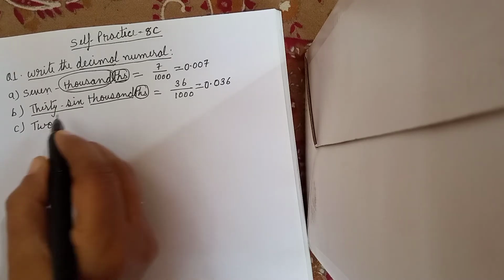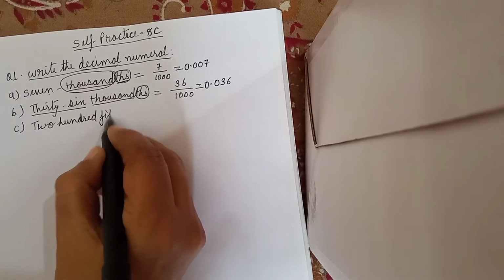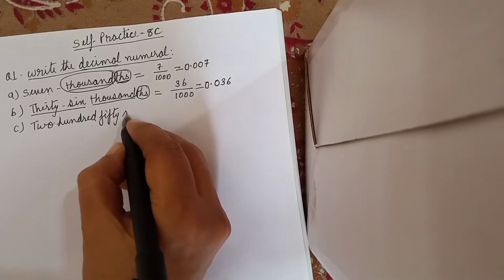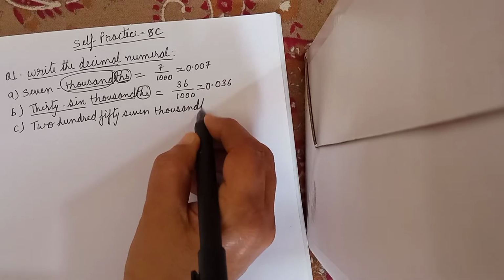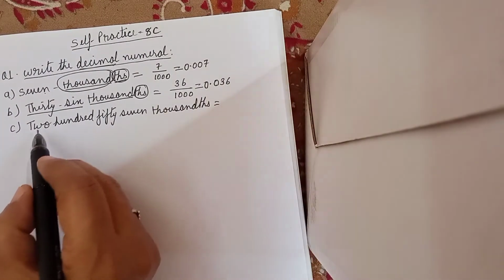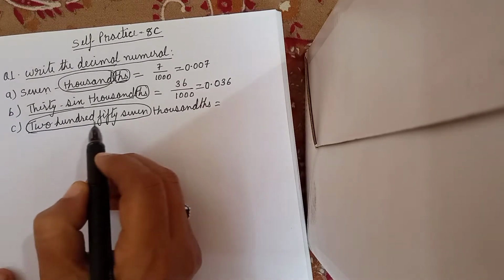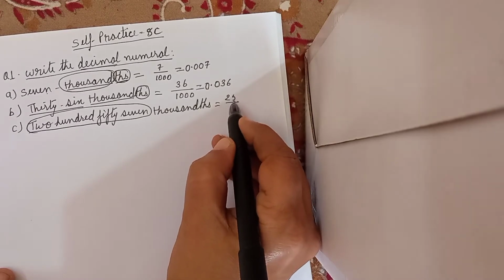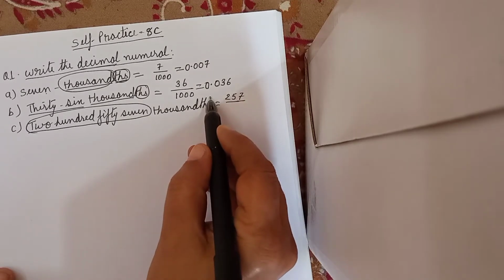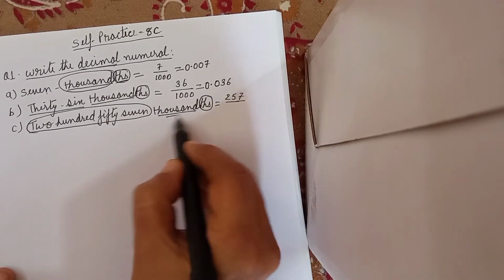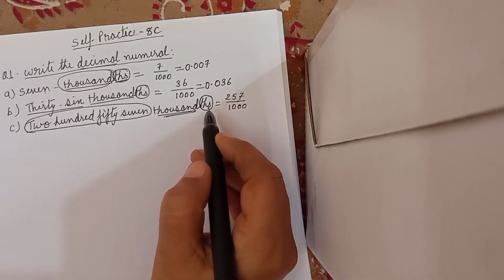Now next question, question number C, is 257,000. 257 thousands. Again here it is written 257. This number we will write in a numerator. 257 will be written in a numerator. And in the denominator here it is THS. So this is a denominator. What is the denominator? 1000. So 1000 will be a denominator.